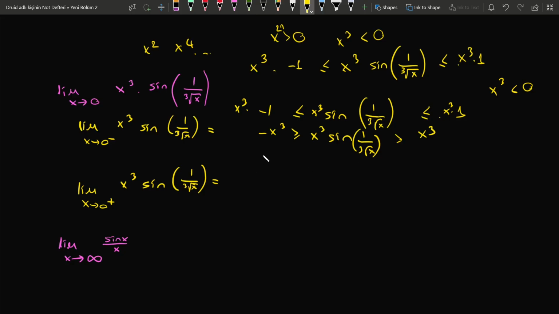Now we can actually evaluate the limit. We're approaching 0, therefore this is 0. And from here, this is also 0. This means the function between them is going to give us 0, right?